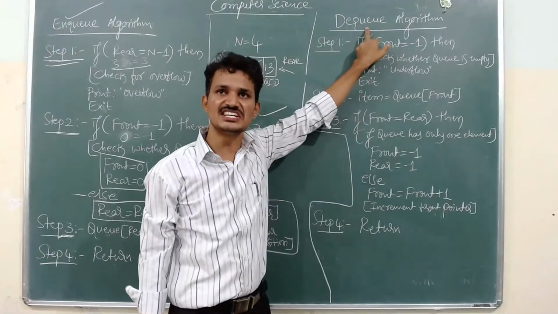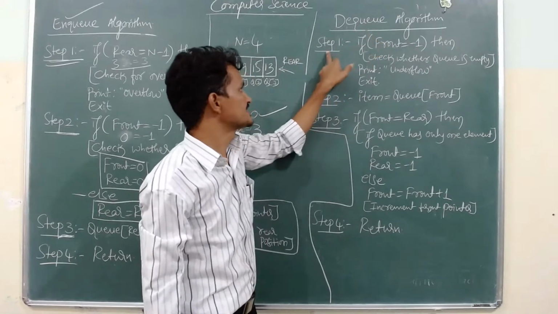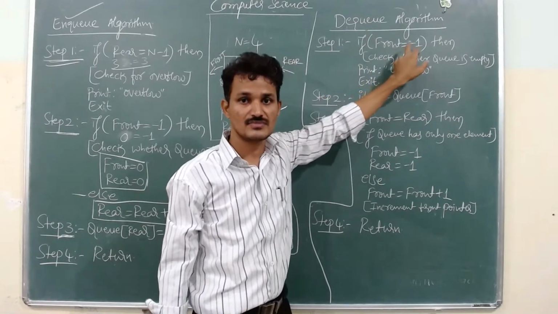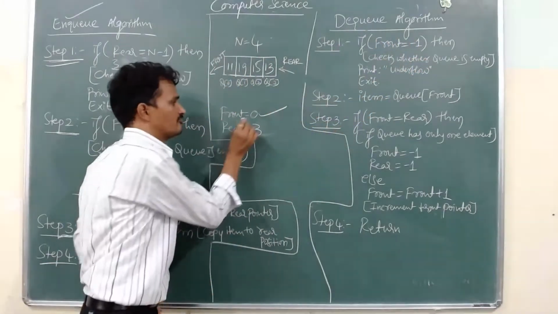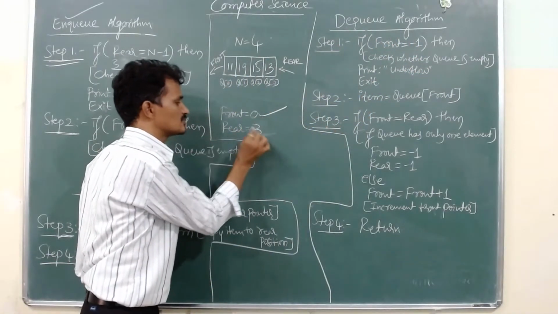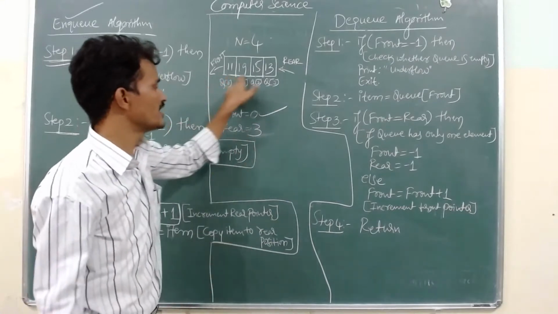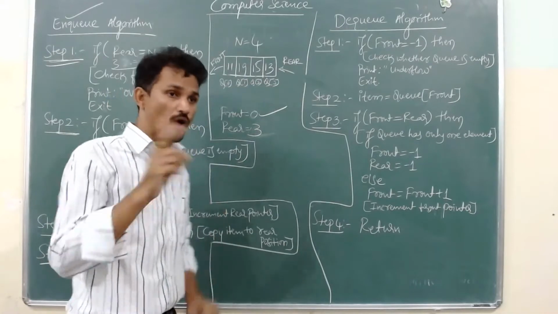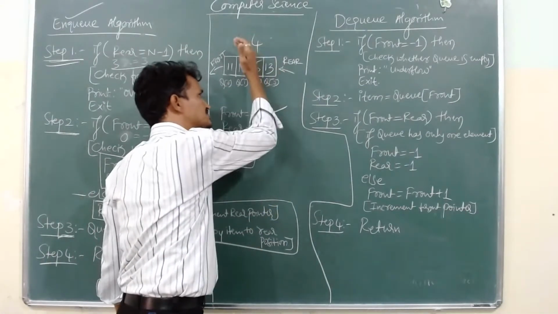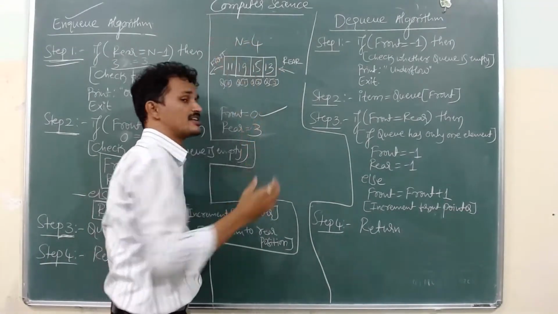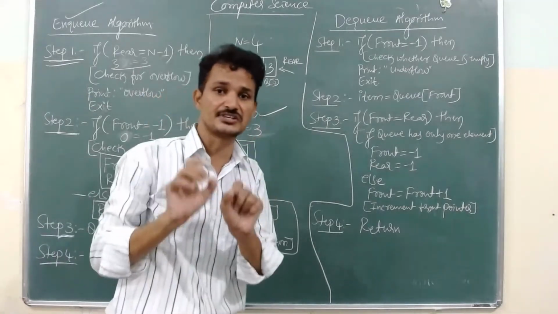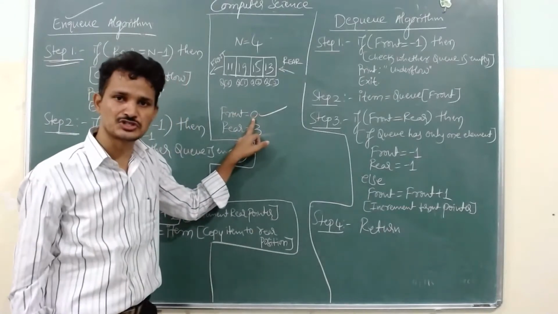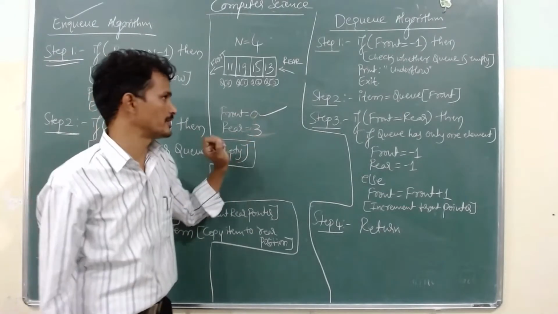Have a look at this Dequeue algorithm. Step 1, if front is equals to -1, before that you must be aware that front is equal to 0, rear is equals to 3, because we have stored 4 elements. What you can say, queue is full now. Now what I need to do, I need to delete each element every time until the queue gets empty. So you need to remember these two values. Front is 0, rear is 3.